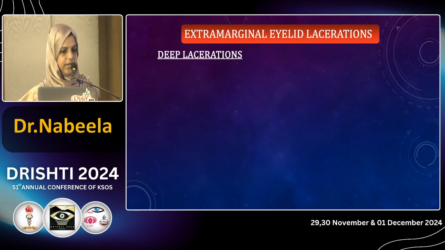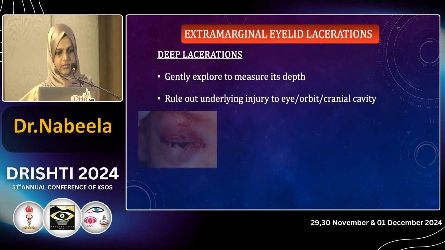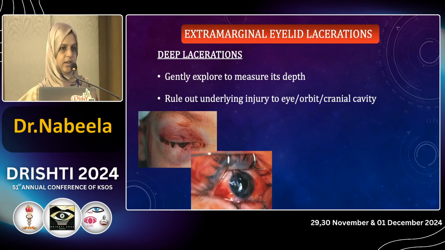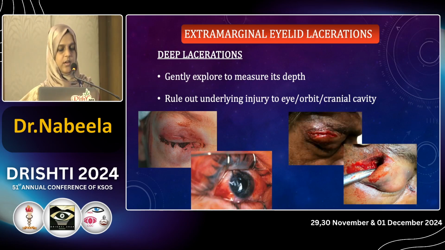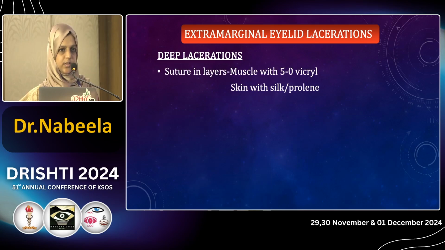Coming to deep laceration, you have to gently explore to measure its depth, and rule out underlying injury to the eye, orbit or cranial cavity. Wounds which may appear superficial outside may have an underlying extensive injury like this, in this case a globe rupture. So a deep wound again extending up to the orbital rim. When you have a deep laceration, suture it in layers, muscle with 5-0 Vicryl and skin with silk or Prolene.